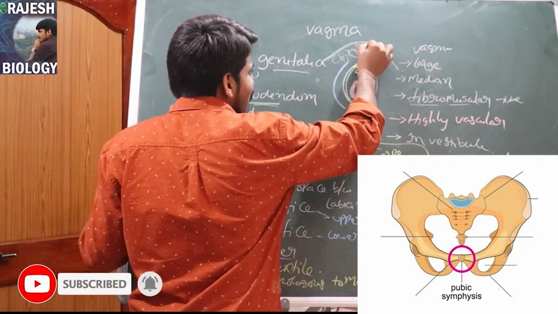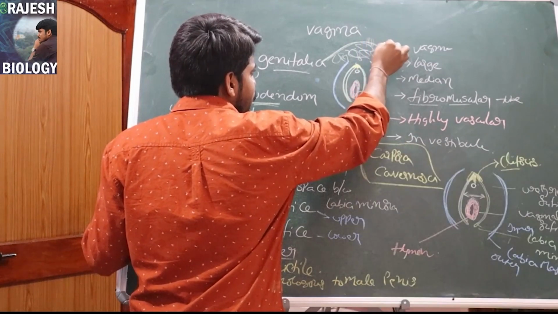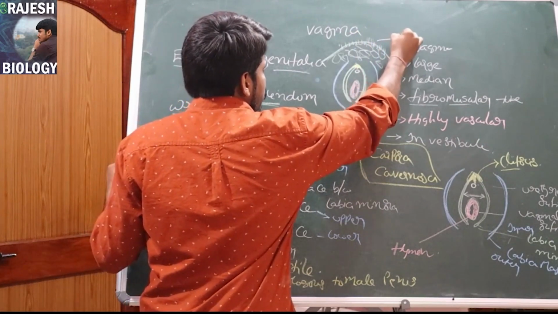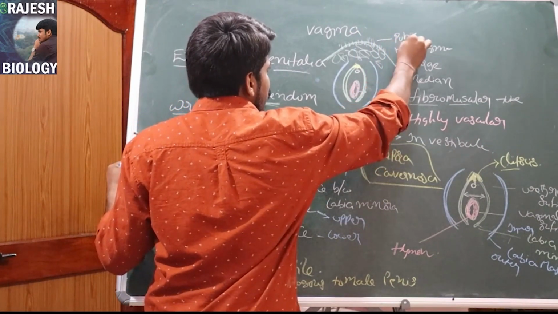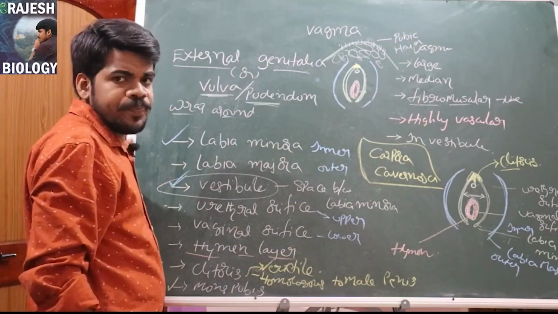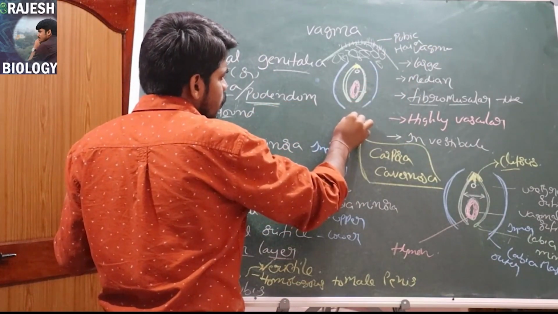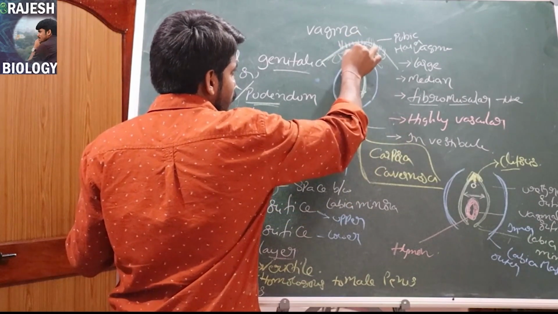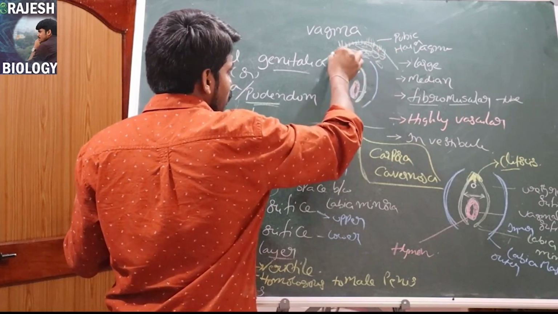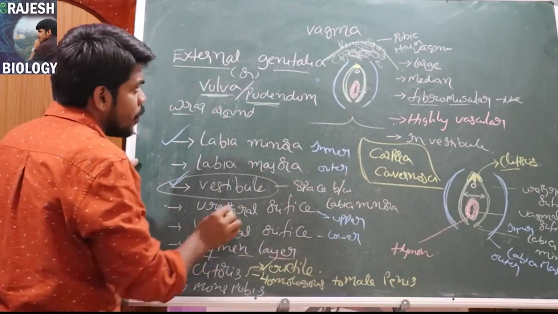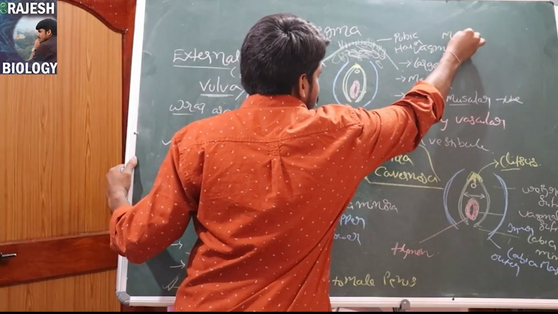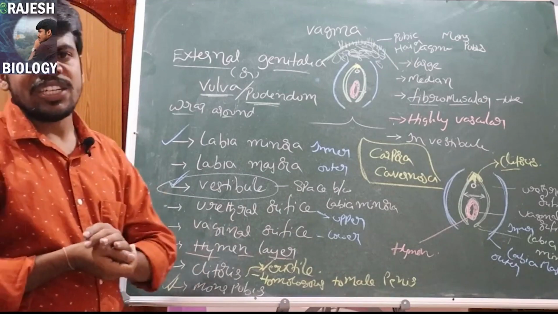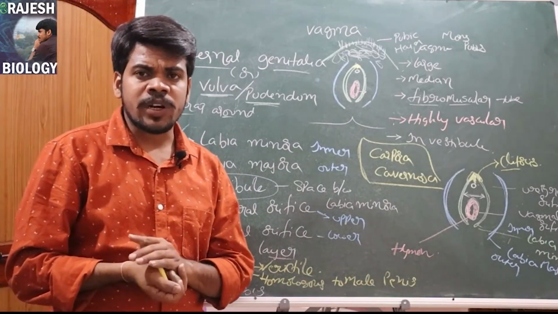So the hair which is present here is called pubic hair. This is called what? Pubic hair. Clear? So this pubic hair and this cushion of fat tissue above the labia majora together are called Mons Pubis. Together called what? Mons Pubis. This is the external genitalia of the female reproductive system.